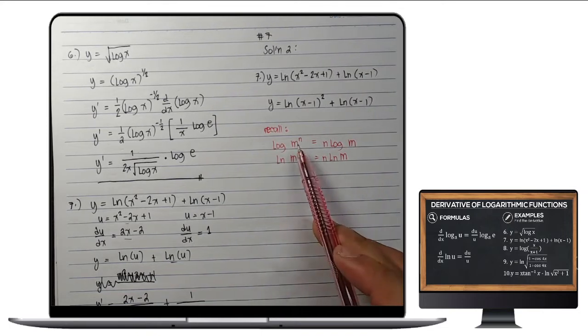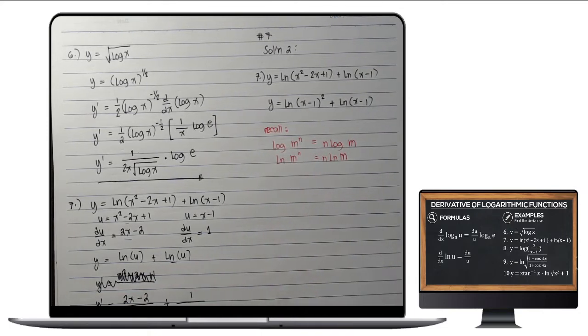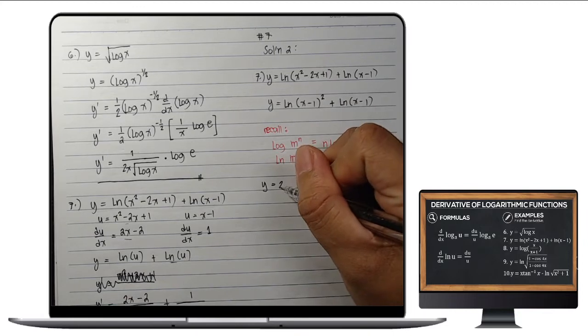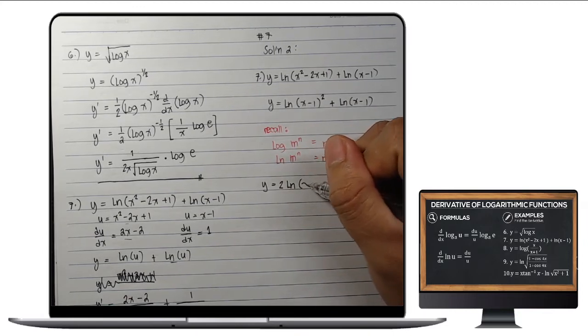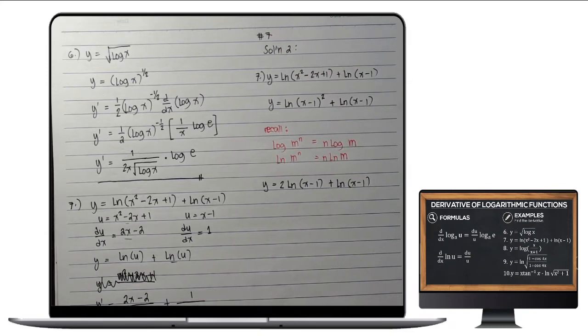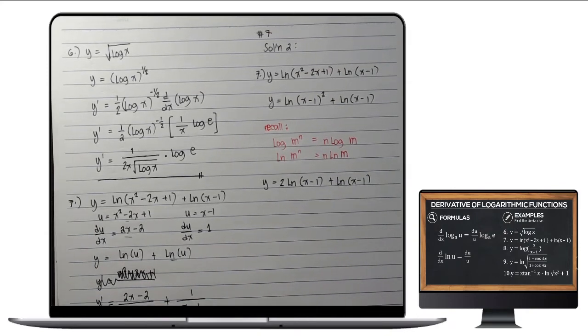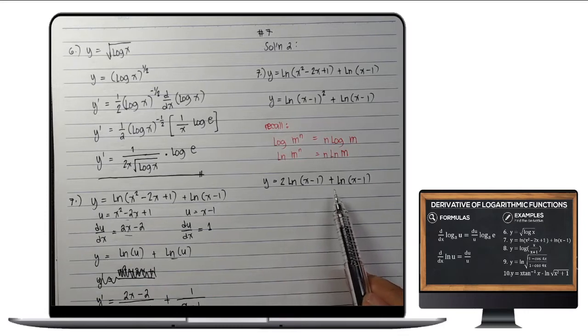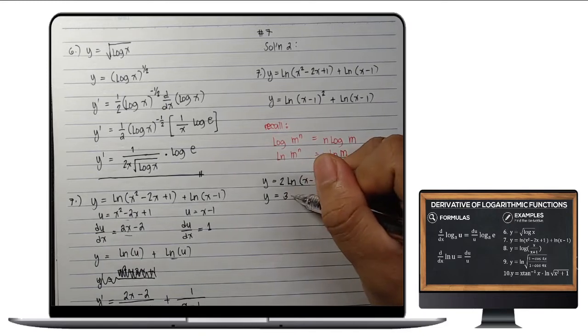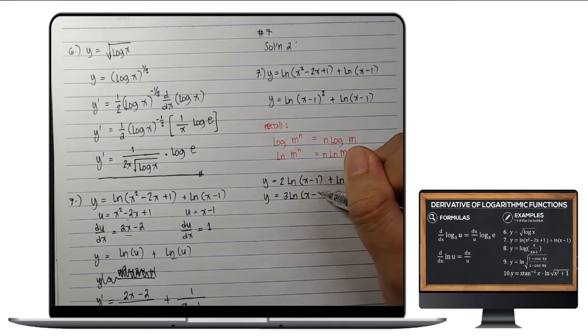Okay, so bababa lang yung ating exponent. So applying it to our given, we can have it as y is equal to, bababa yung exponent, 2 ln of x minus 1 plus ln of x minus 1, of which pwede natin silang pagsamahin. So pag pinagsama natin sila, 2 times ln of x minus 1 plus ln of x minus 1, so 2 plus 1, our y is equal to 3 ln of x minus 1.